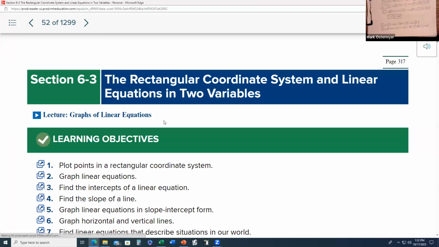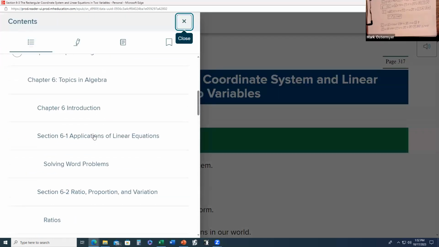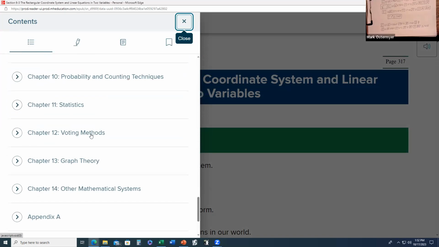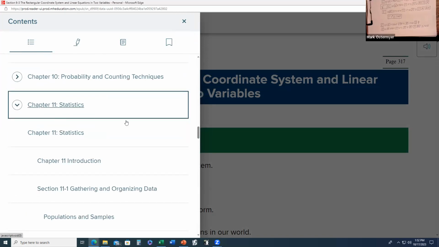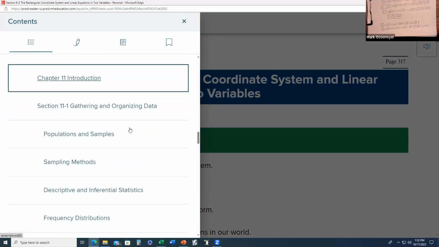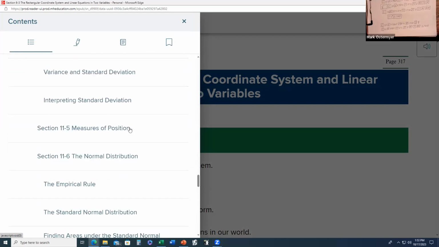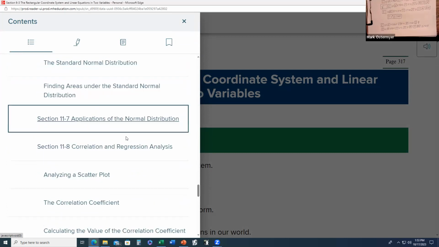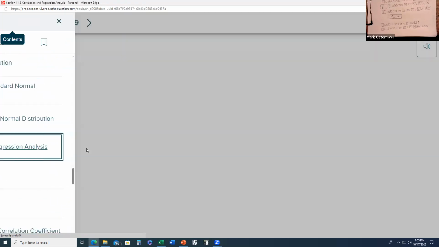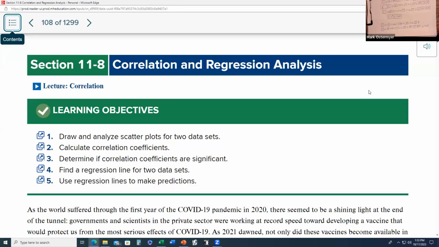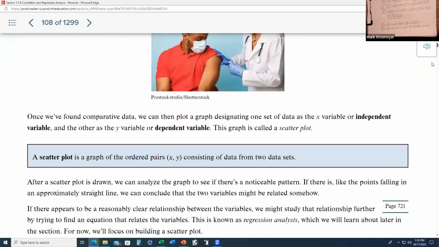This is section 11.8, and we're working with correlation and linear regression. Let's see, 11.8 is way down here. It's in the chapter that's entitled Statistics. We're going to go to 11.8, Correlation and regression analysis. All right, let's see if we can maybe do a problem or two out of the practice problems here.